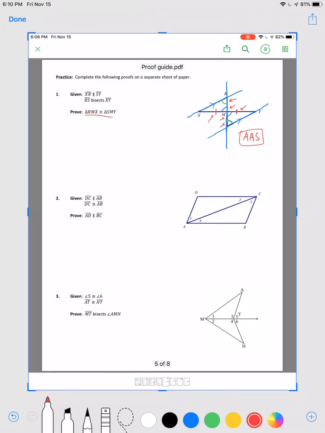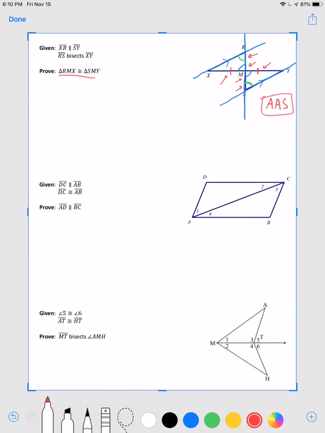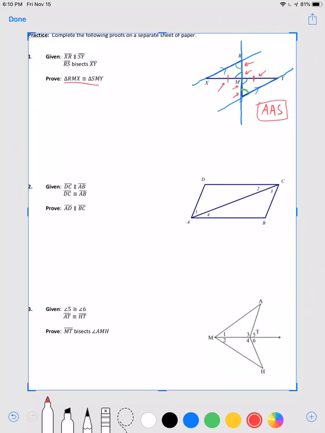All right, let's look at number 2. Number 2 says DC is parallel to AB. So this side right here is parallel to this side. DC is congruent to AB. They're also telling us that they are congruent to each other. So not only are they parallel, but they're also the same length. And it wants us to prove that AD is parallel to BC. So we want to prove that this is parallel. We don't know that they are.